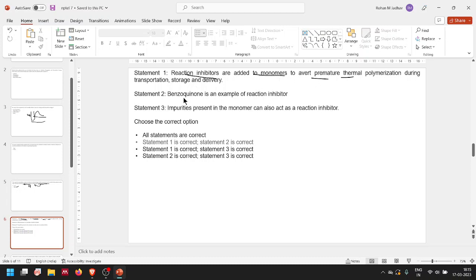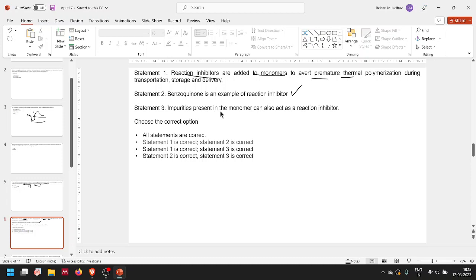Moving on to the next statement, benzoquinone is an example of a reaction inhibitor. Yes, benzoquinone is widely used to stop radical polymerization of vinyl derivatives, where benzoquinone traps the reactive intermediate radicals and changes them into non-reactive radicals by stabilizing them through resonance effect. So that's why benzoquinone is an example of a reaction inhibitor.